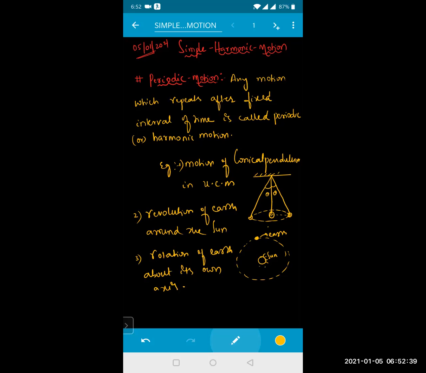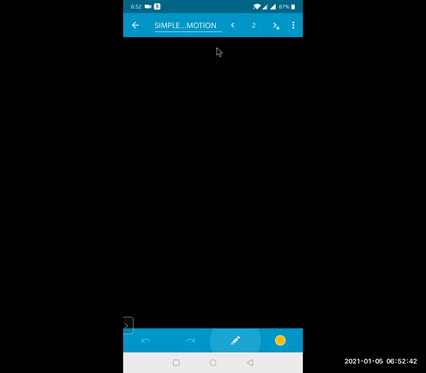So the time interval after which the motion is repeated is called what? Time period. Once one complete motion is finished, the time taken for making one complete revolution is called the time period. So I can define it here: the time interval after which the motion is repeated is called time period.